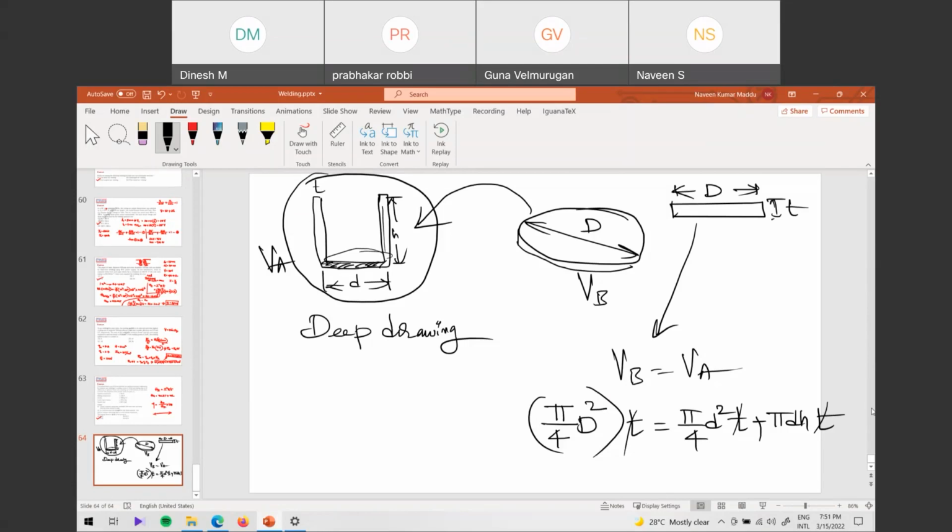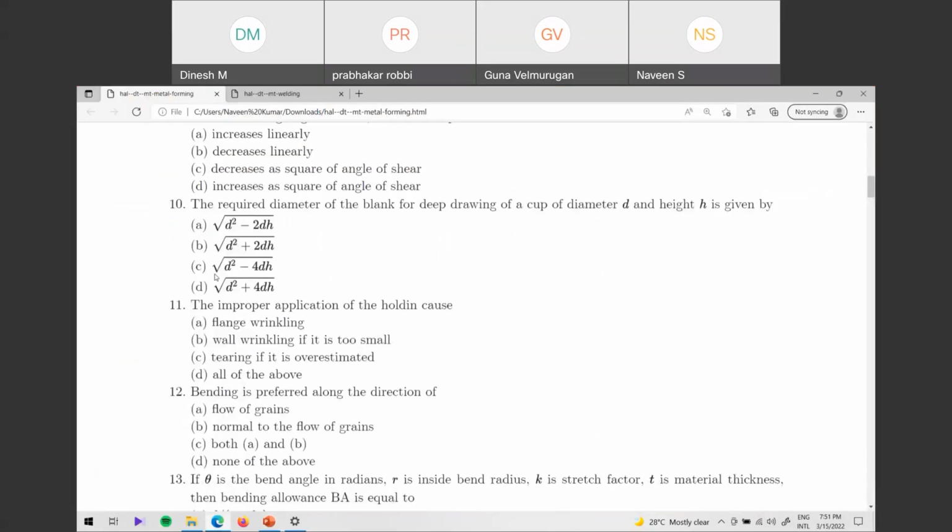So pi gets cancelled here, and four will come here. So D square is equal to d square plus 4dh. So D is under root d square plus 4dh. Answer is D, not C. Right? Am I right? Yes or no, guys? Yes. Answer is D.